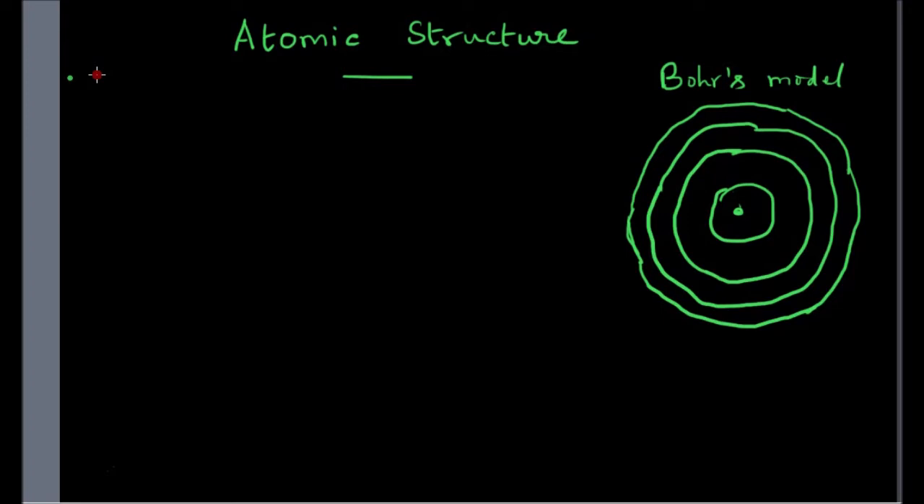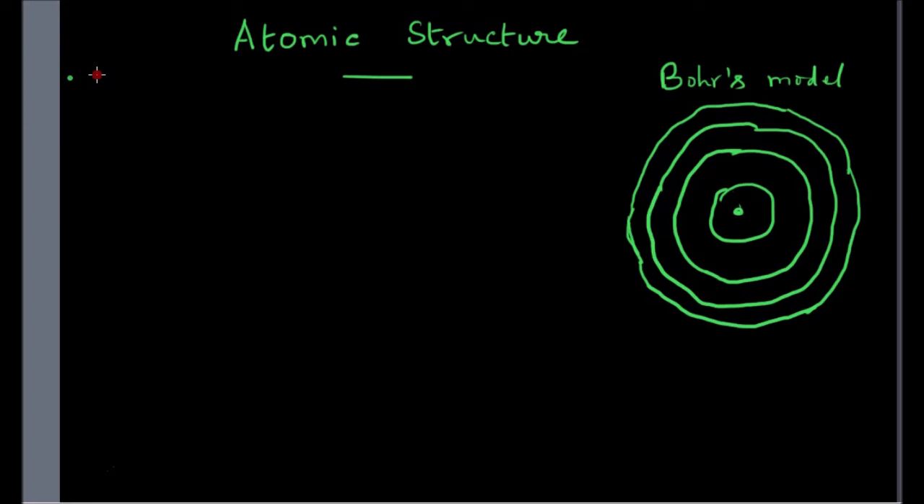After Rutherford established the presence of a nucleus in an atom containing protons and neutrons, he said electrons revolve around the nucleus in planetary orbits. Electron being a charged particle, when it revolves around the nucleus, it will continuously lose energy and spiral into the nucleus in a matter of 10 to the power minus 8 seconds. But this is not happening.